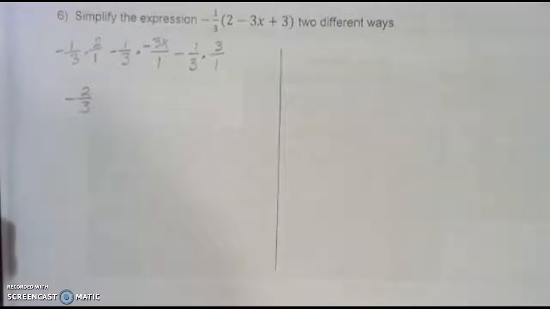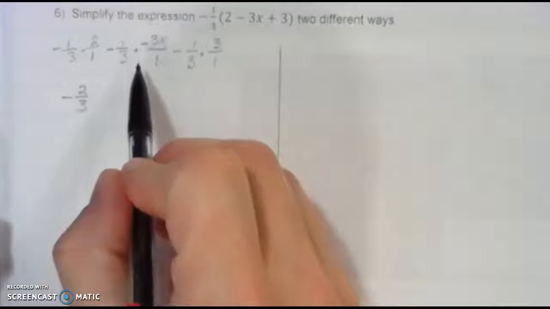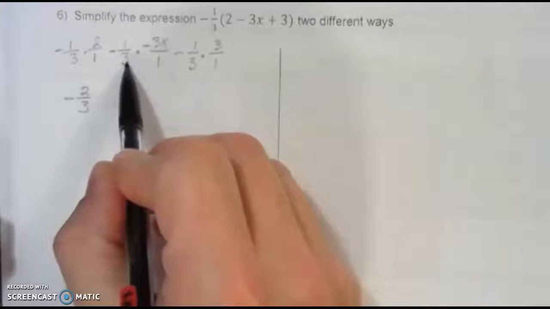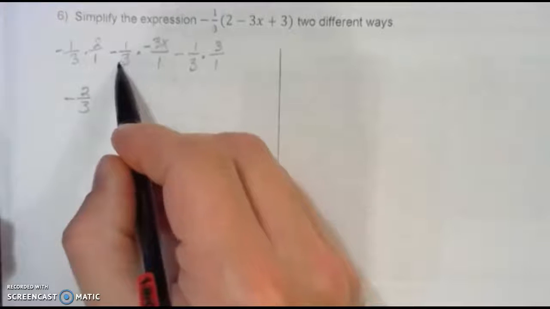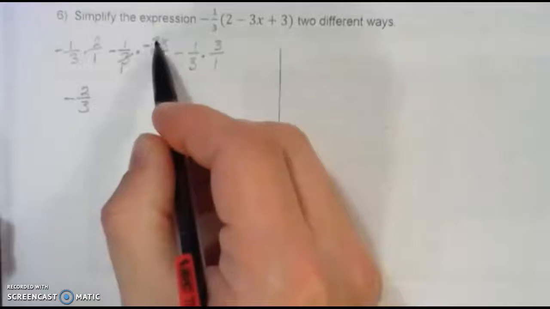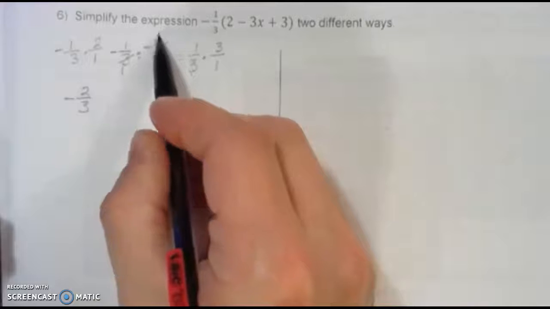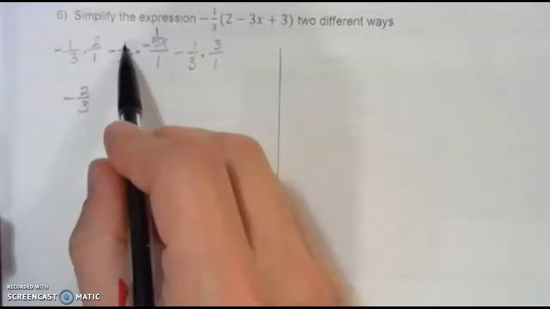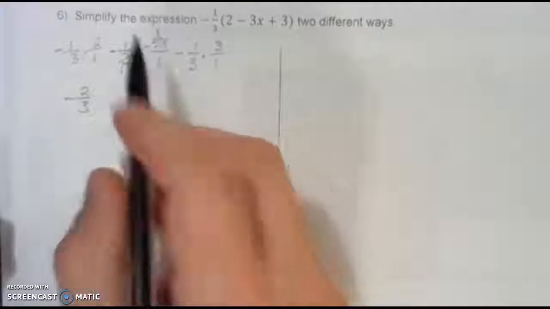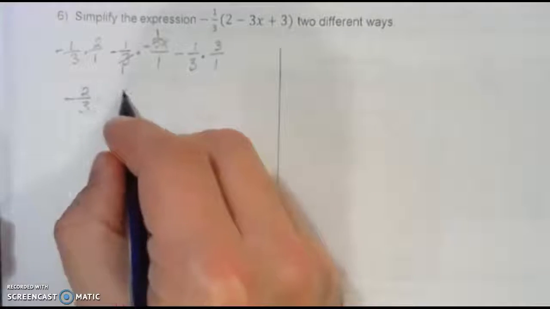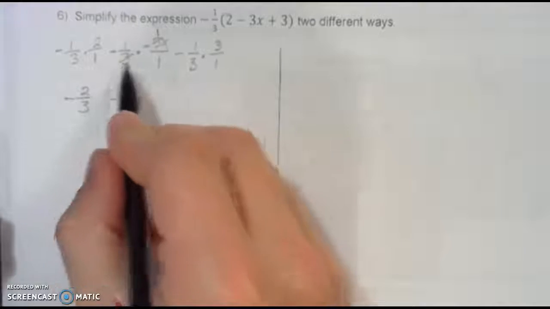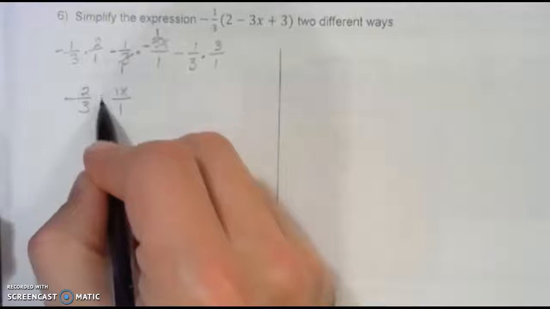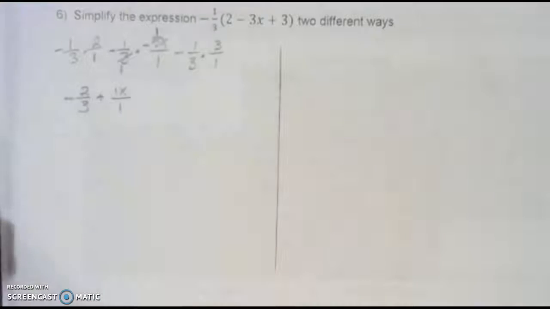Okay, looking at the second term here, again, I'm going to see if I can simplify before I multiply, and I can in this case. I have a 3 in the denominator and a 3 in the numerator, so I'm going to simplify both of those into 1s. Each 3 is going to become a 1. And now I'm ready to multiply. Okay, 1 times 1x is just 1x over 1 times 1 is 1. And a negative times a negative is positive. So this is going to be plus 1x over 1.